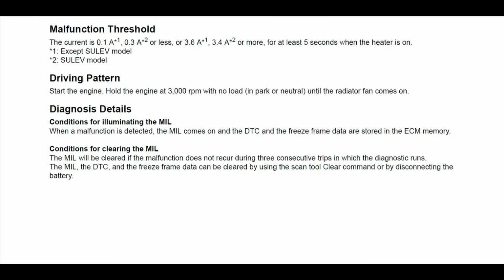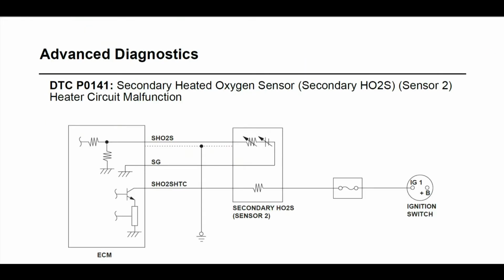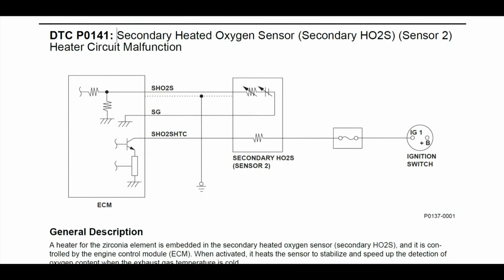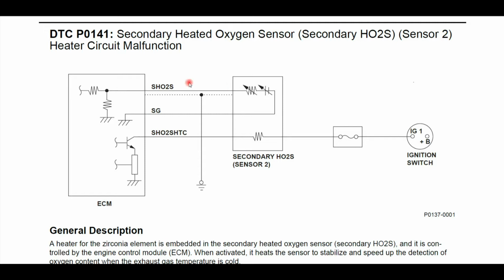Okay, we're gonna start here. We have a diagnostic trouble code for the heater O2 sensor number 2. Right here. You see the code? We have heater malfunction. The manufacturer is giving us a kind of diagram. ECM, sensor. The sensor has two portions, the sensor portion and the heater portion. So 2 wires for the sensor and 2 wires for the heater portion.